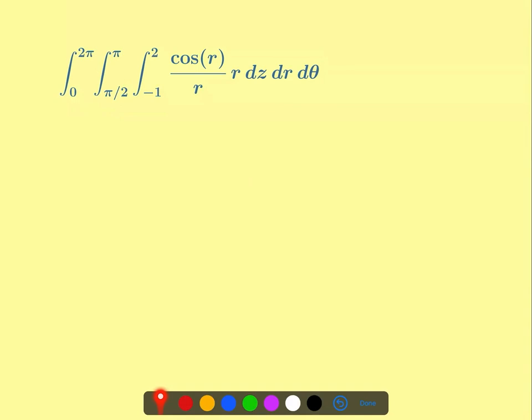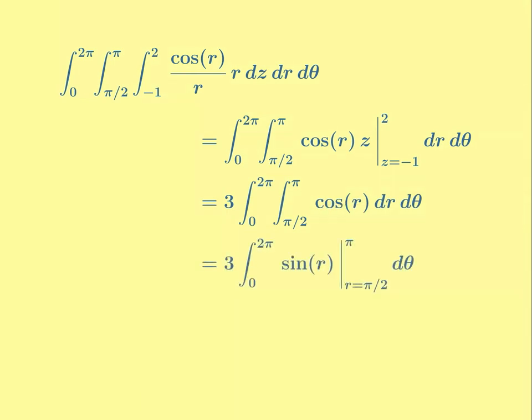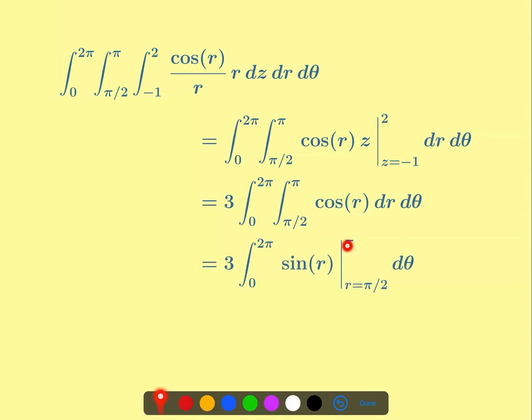Cosine of r is a constant. I'm just going to get cosine of r times z, where z is evaluated from -1 to 2. That gives me 2 minus a -1 or 3. I took the 3 outside here. Cosine of r, when we integrate, we get sine of r. We want to evaluate that from pi halves to pi. I plug in pi, I'm going to get 0. I plug in pi halves, I get 1. I'm subtracting that, so I get -3.